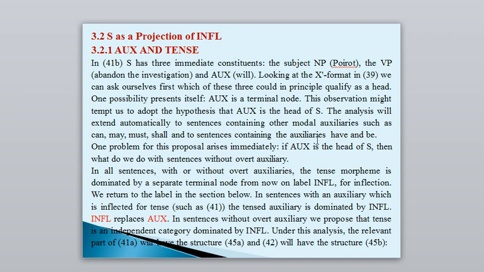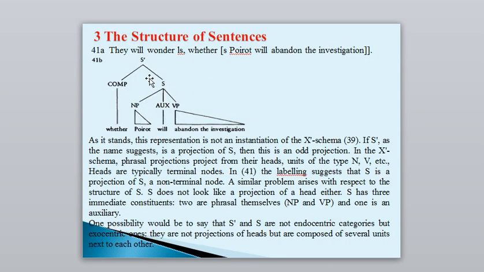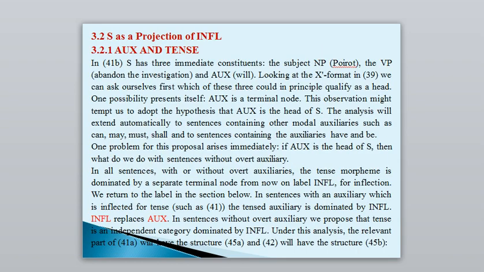One problem for this proposal arises immediately. If auxiliary is the head of the sentence, then what do we do with sentences without an overt auxiliary? You look at the tree diagram. You see here we have a kind of auxiliary here, will. Maybe this will or auxiliary is the head of the sentence because it's a terminal node. But there are some sentences which do not have an auxiliary. So what is the head of those sentences, if they do not have an auxiliary?